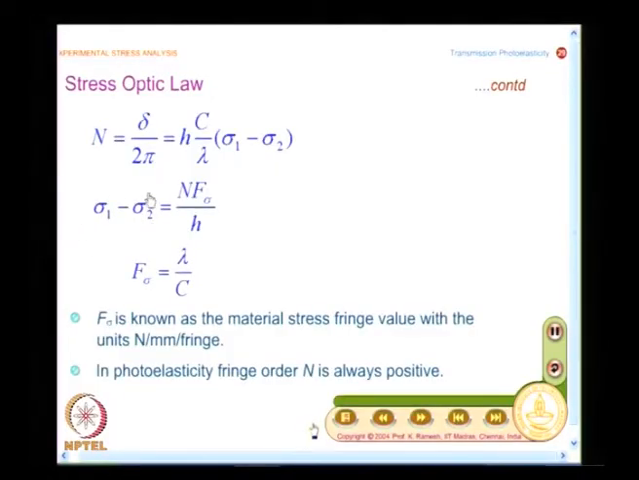Sigma 1 minus sigma 2 will not change at a point of interest. So, this product will change appropriately. So, if f sigma is small, I will have more fringes. If f sigma is high, I will have fewer fringes. This product will remain a constant.